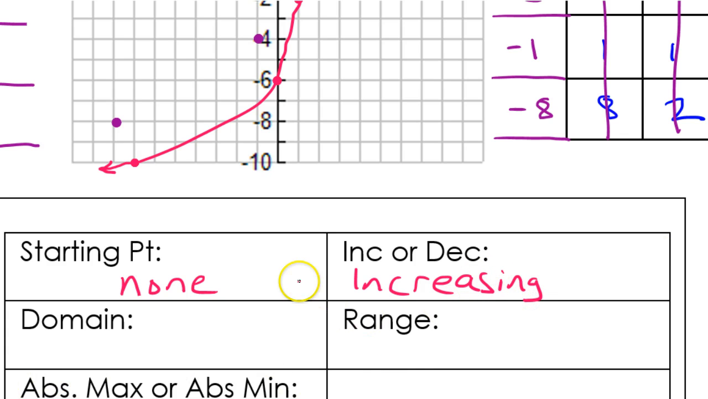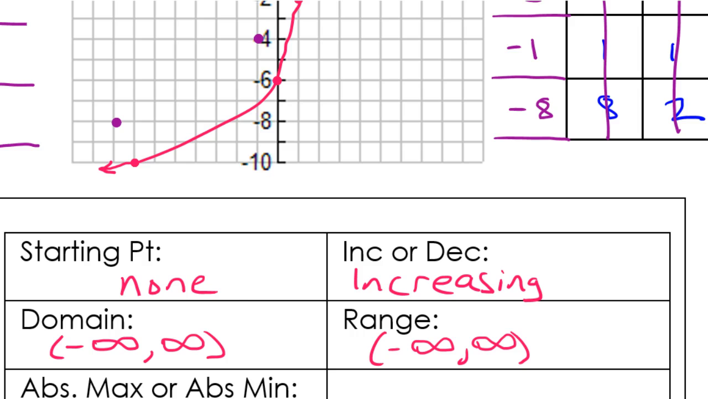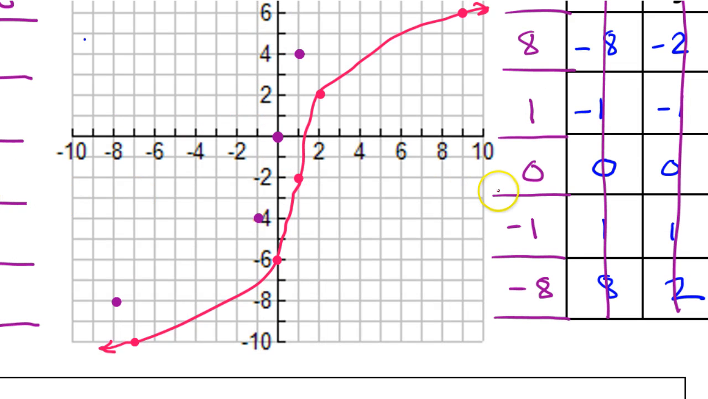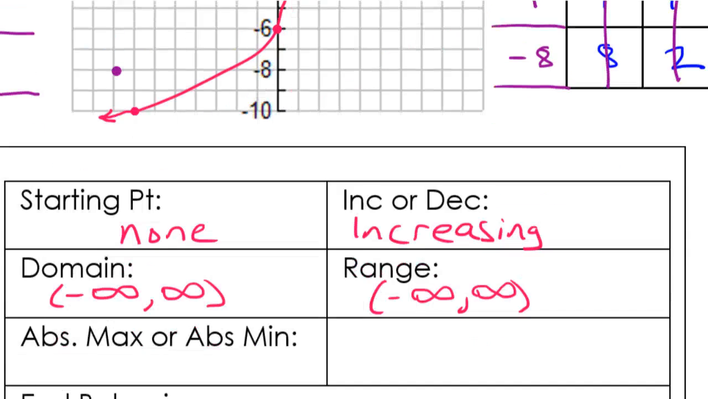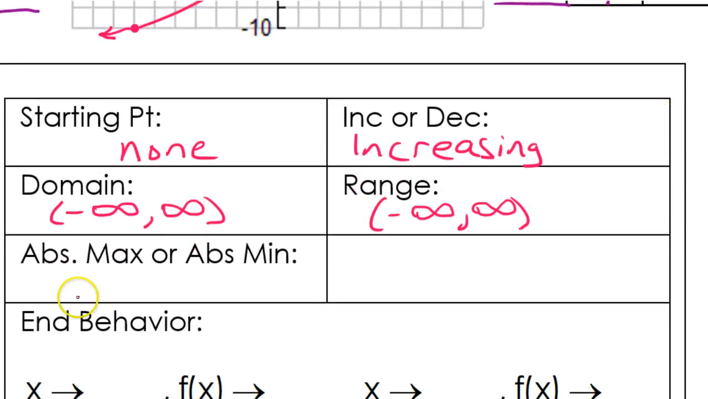Domain. The domain and range for a cubic function will always be -infinity to +infinity. The domain is the x values, and this graph goes left and right forever. And the range is y values, and the y values go down and up forever. So that's why -infinity to +infinity. Absolute max, absolute min, we have none of those. Because, like I said, it goes down forever, thus no absolute min, and it goes up forever, so there will be no absolute max. End behavior.